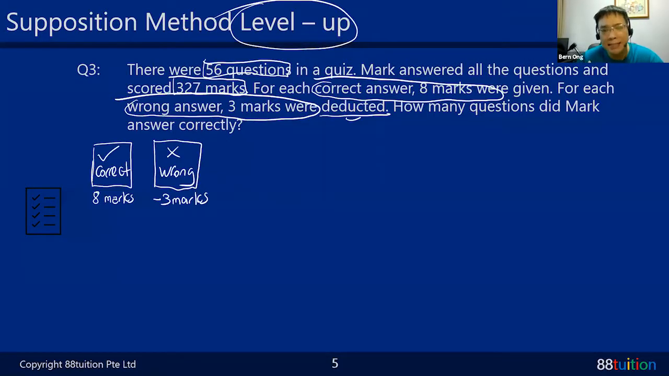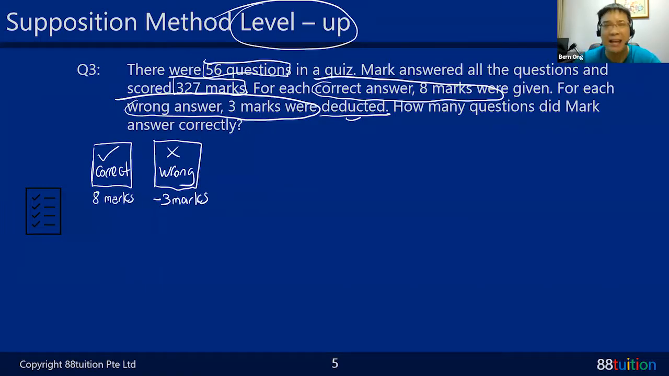So this is something which I want you to think about. For example, me and you, we play a game. Let's play scissors, paper, stone. For instance, I got scissors, you got stone, and I win. So if I win, what happened? I got the points. But if you lose, what happened? You got deducted. You got minus 3 marks deducted.